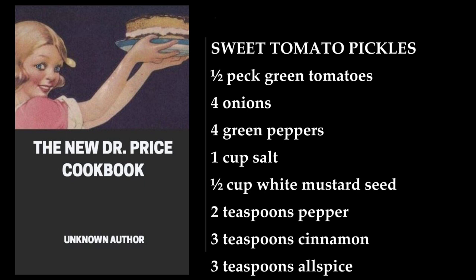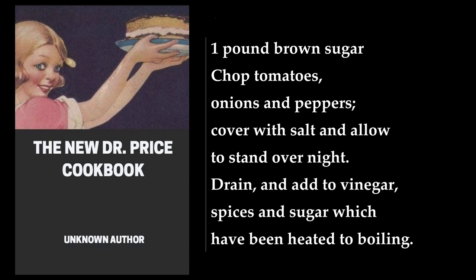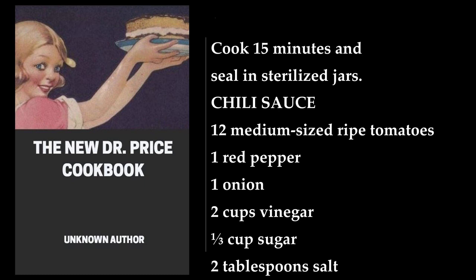Sweet tomato pickles. 1/2 peck green tomatoes. 4 onions. 4 green peppers. 1 cup salt. 1/2 cup white mustard seed. 2 teaspoons pepper. 3 teaspoons cinnamon. 3 teaspoons allspice. 3 teaspoons cloves. 2 quarts vinegar. 1 pound brown sugar. Chopped tomatoes, onions and peppers. Cover with salt and allow to stand overnight. Drain, and add to vinegar, spices and sugar which have been heated to boiling. Cook 15 minutes and seal in sterilized jars.